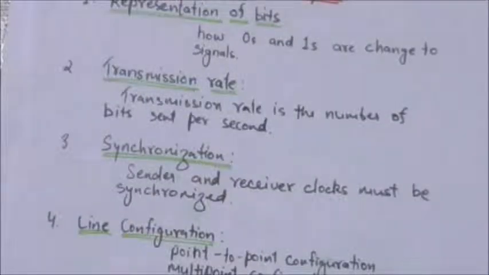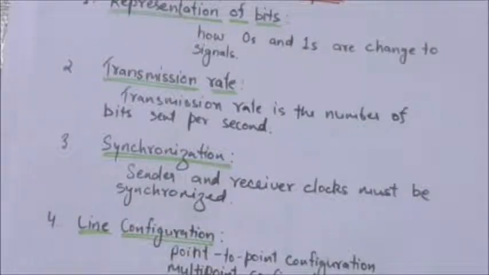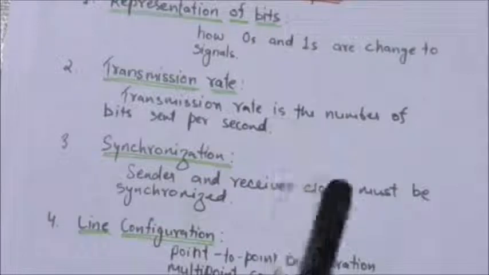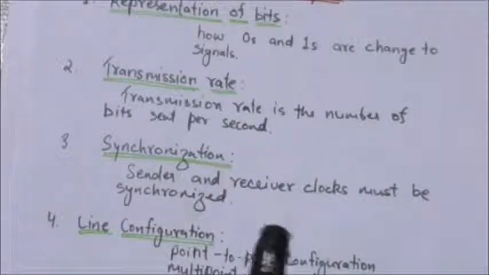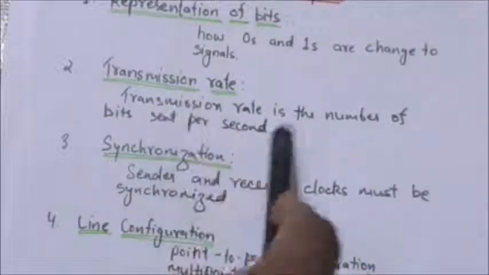Next is the transmission rate. The physical layer defines the transmission rate, right? So what is the transmission rate? The transmission rate is the number of bits sent per second.